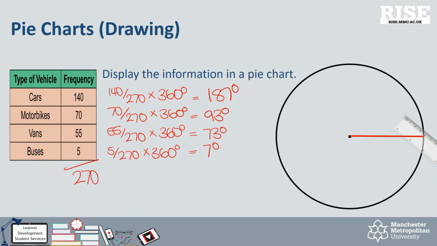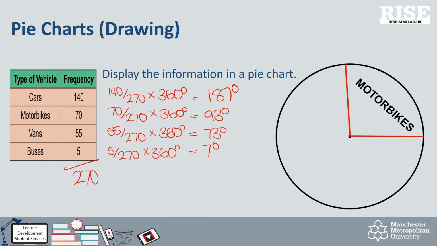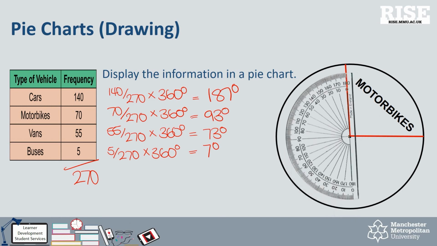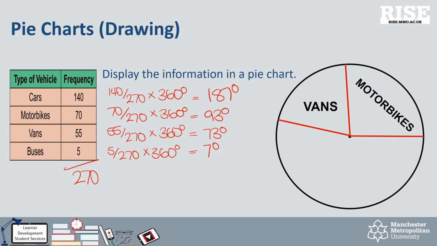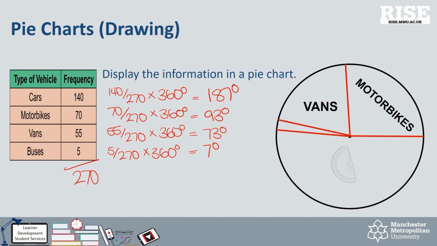Start with your starting line and place your protractor correctly. I'm measuring the first one as the 93, so that is my motorbike section. I'm then measuring my 73, which is vans. Lastly, I'm doing the buses for just a 7-degree section, which means the remainder is cars. Can you see why I chose not to measure the cars to start with? Yes, it's bigger than 180. It's bigger than my protractor, so I left that one right till the end.